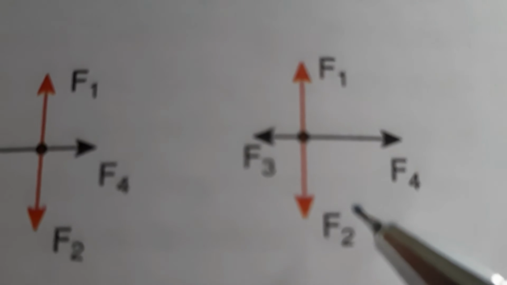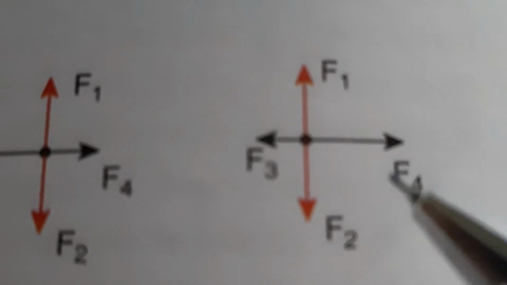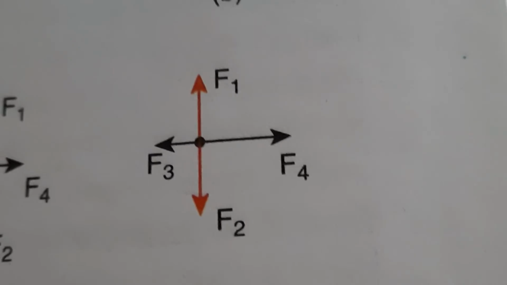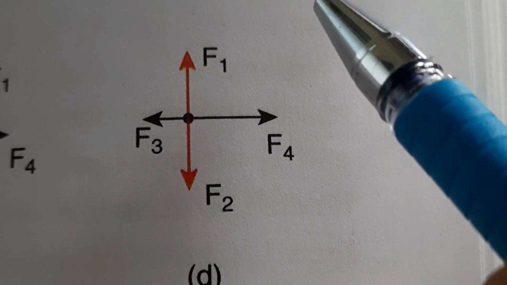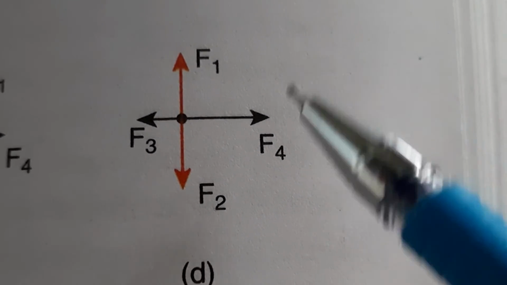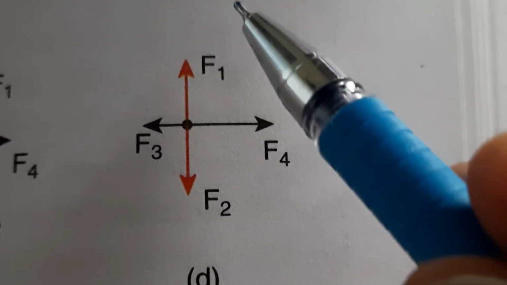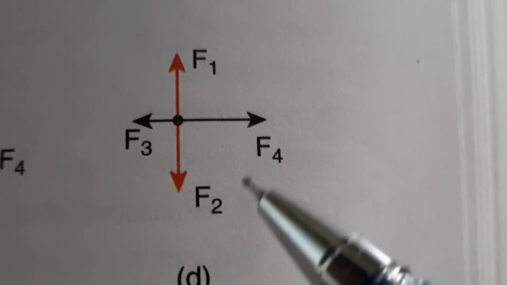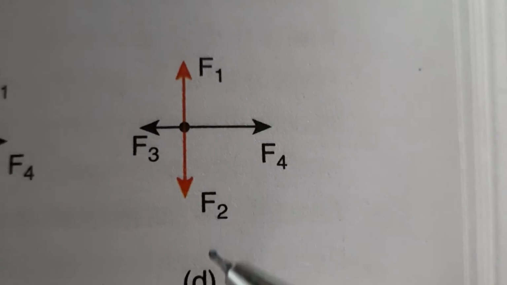Now if you take here F1 and F2, F1 and F2 are of equal length. Okay. So what you can say, F1 and F2 are balanced force. So the net force will be 0. So there is no acceleration in y direction.